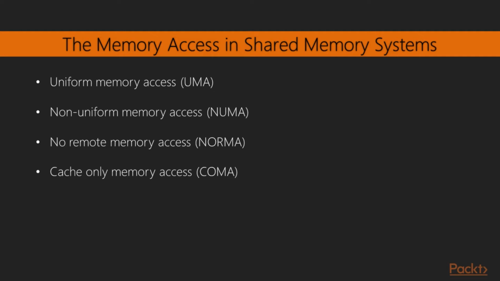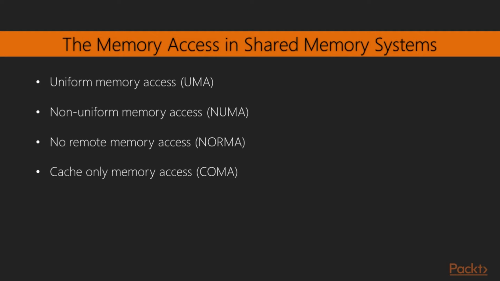3. No Remote Memory Access, or NORMA. The memory is physically distributed among the processors, as local memory. All local memories are private and can only be accessed by the local processor. The communication between the processors is through a communication protocol used for exchange of messages, the Message Passing Protocol.